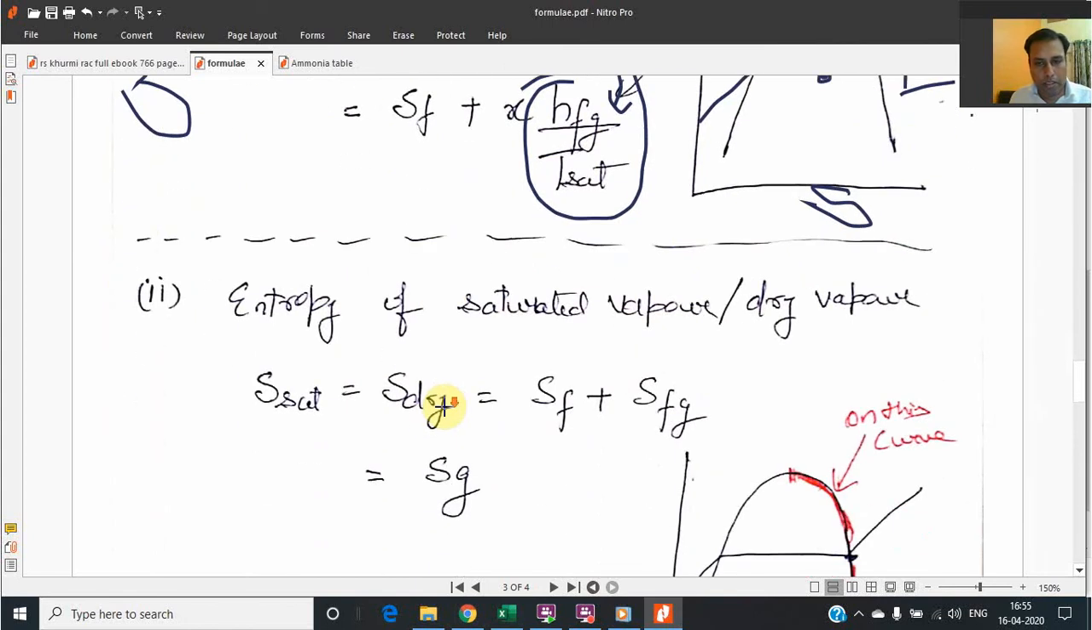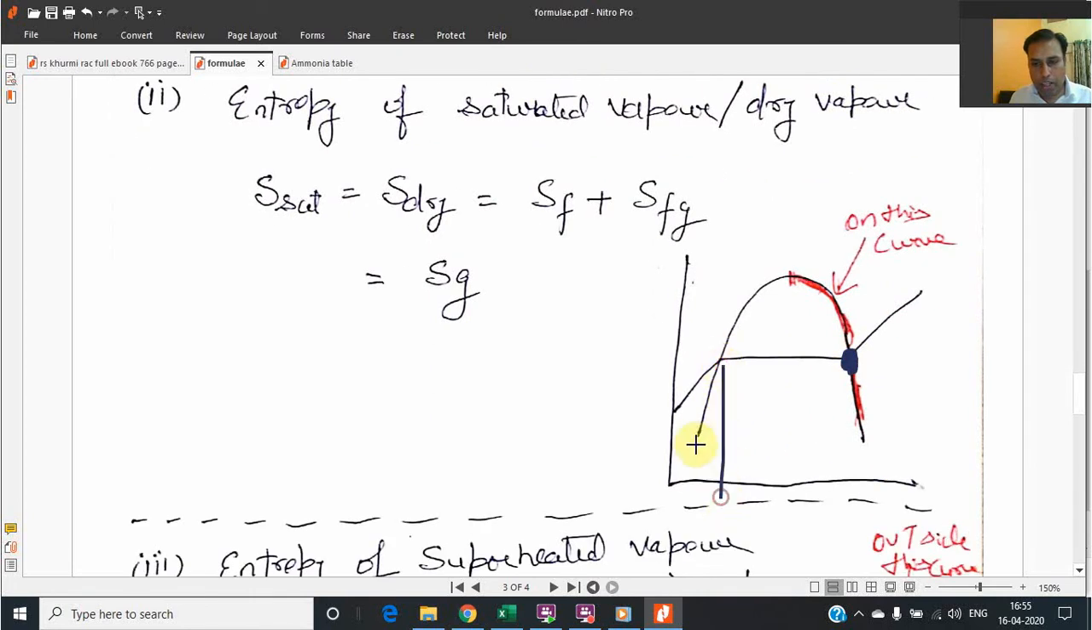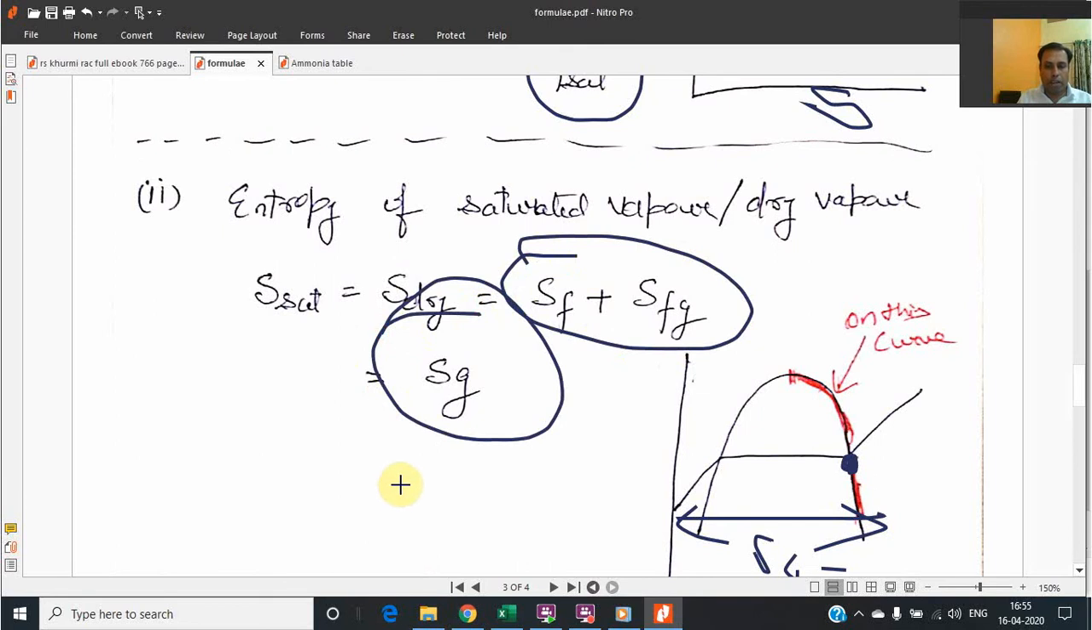If the vapor is dry, means if you are sitting anywhere on this curve, then what will happen? We know that up to this point the entropy is given by SF because it is fluid. After this the entropy is given by SFG, and as you have reached this point, you have not stopped on any point in between, so we will give the complete entropy, that is SF plus SFG, that is SG. So this formula they have used.